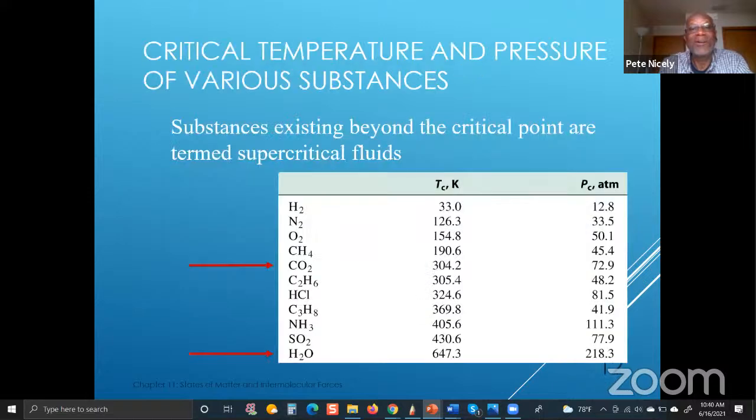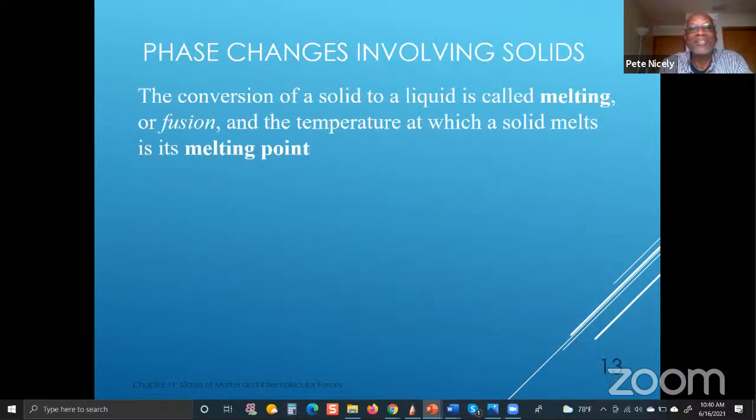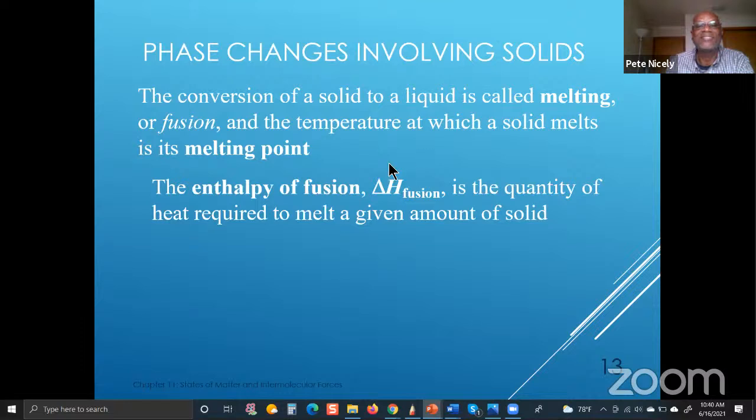All right. Let me scroll down to melting points. Okay, so when it comes to phase changes with respect to solids, I'm quite sure we're familiar with the process of melting, where we have the conversion of the solid to a liquid state. So that is called melting, or we can call it fusion. And the temperature at which you have the equilibrium between the solid and the liquid state is the melting point. So let me put that there, what I just said here.